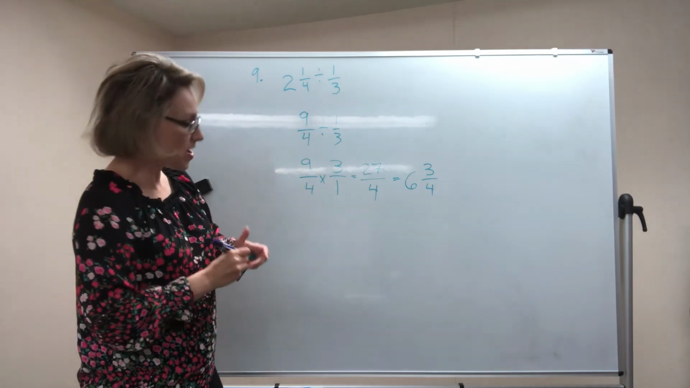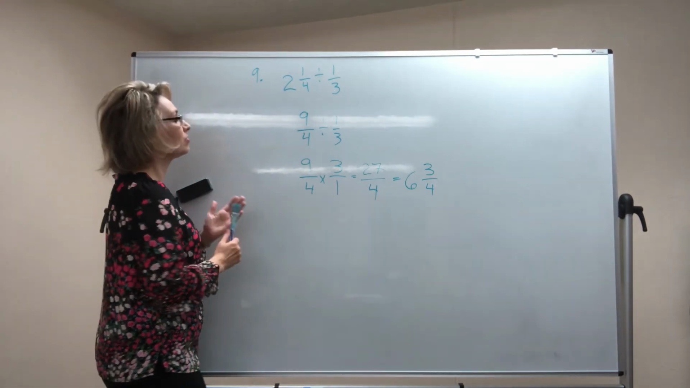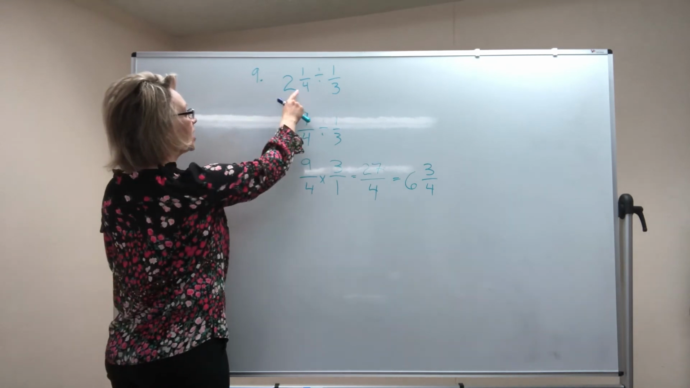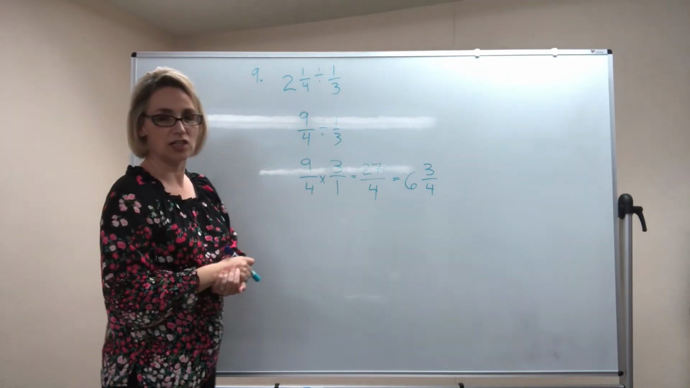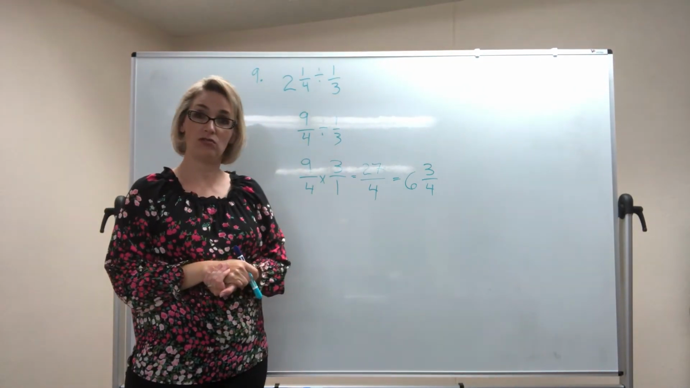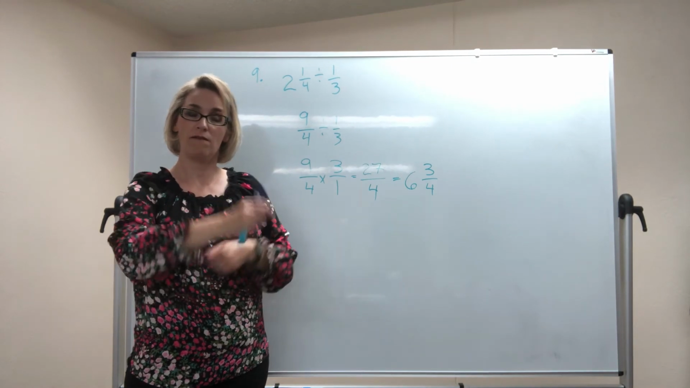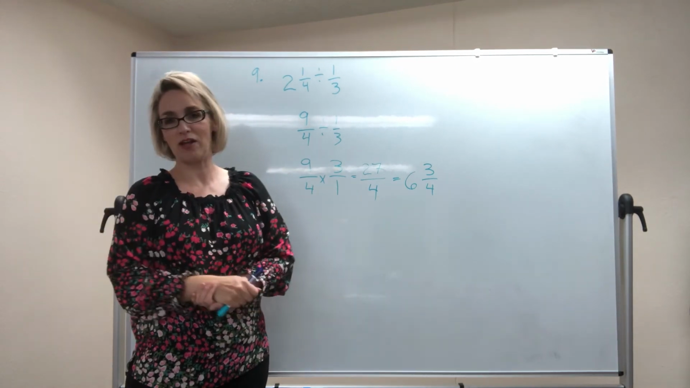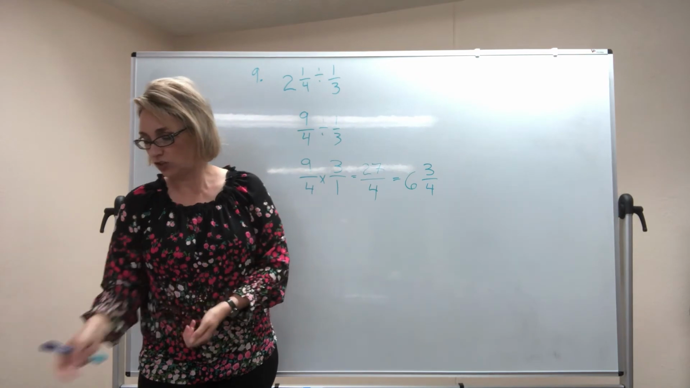So the step that you have to take that you did not have to do in your other lesson in the book was change any mixed numbers into improper fractions before you go ahead and do the dividing, which means flipping, making the reciprocal and multiplying. Okay, does that make sense? So you're going to do that.